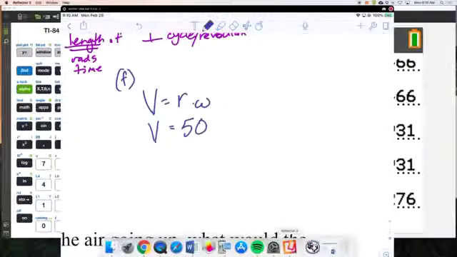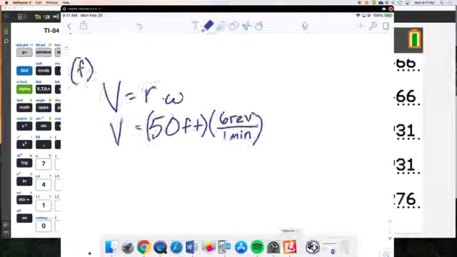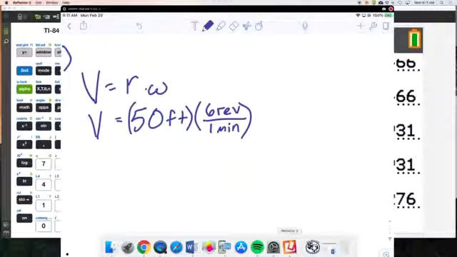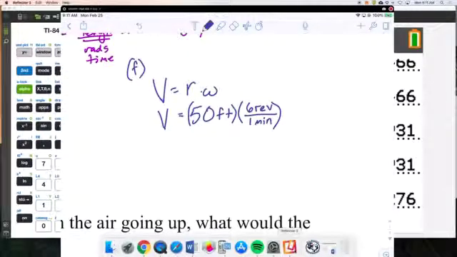Miles per hour. So the radius of the Ferris wheel is 50 feet, and we're going to multiply it by our angular velocity. What's the angular velocity? Remember, it was given in the beginning to be 6 revolutions per 1 minute. Yeah. Now, if you look at the units, we have feet revolutions per minute. Is that what we want? No, we want miles per hour. So guess what we get to do now?